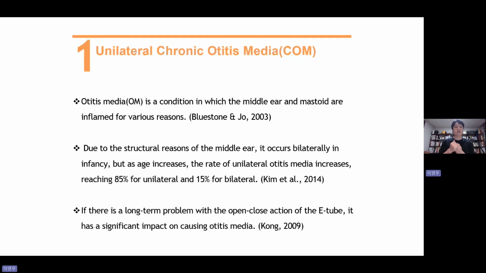Unilateral chronic otitis media. Otitis media is a condition in which the middle ear and mastoid are inflamed for various reasons. Due to the structural reason of the middle ear, it occurs bilaterally in infancy. But as age increases, the rate of unilateral otitis media increases, reaching 85% for unilateral and 15% for bilateral. If there is a long-term problem with the open-close action of the ETF, it has a significant impact on causing otitis media.